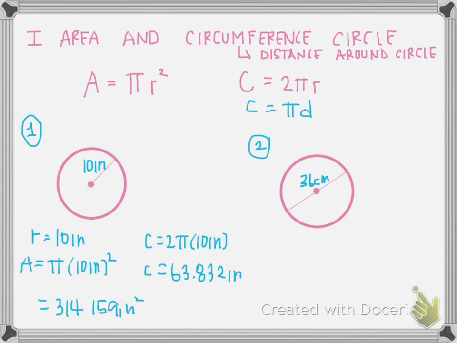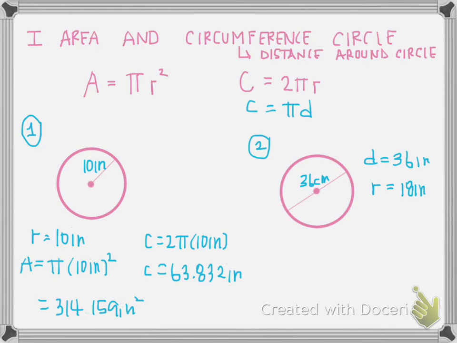All right, so for number two, if I wanted to find the area here, I know that my diameter is going to be 36 inches, and so my radius is half of that, right? So my radius is going to be 18 inches. So you're going to need to know that the radius is half of your diameter.